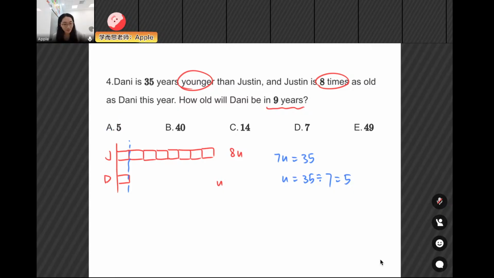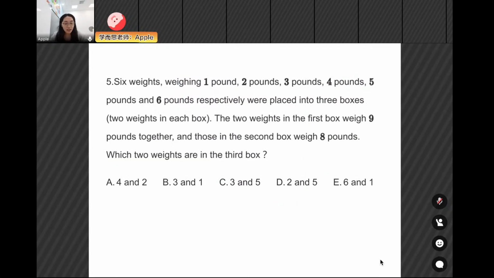No. Why? Because again, who is 5 years old? You see that Danny this year is 5 years old, but the question is asking you how old will Danny be in 9 years? So based on 5, what should I do? That is 5 plus 9. So here the answer should be C. Okay, read the question carefully. In 9 years, that is 5 plus 9. Okay, then next one.